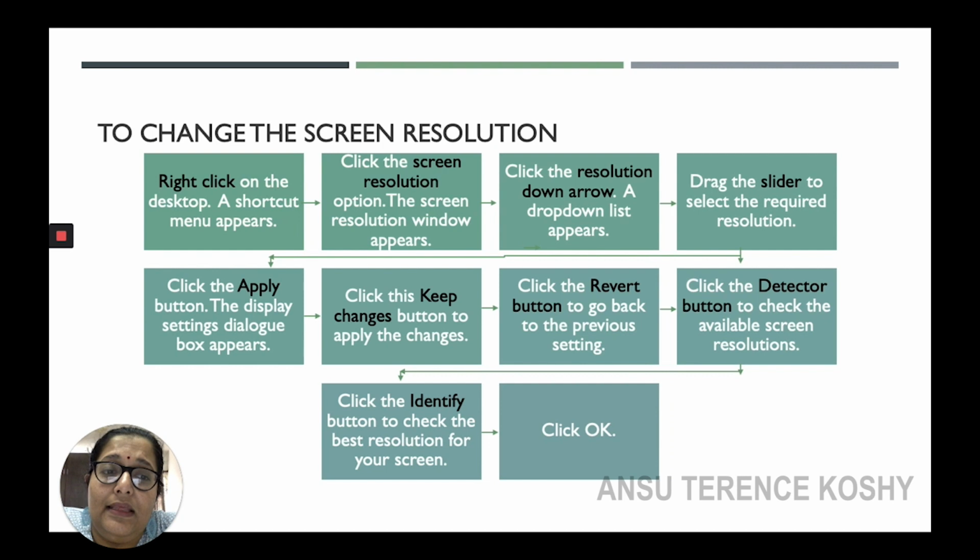Then click the detect button. The detect button is for the system to detect the change that you have done. Then click the identify button and check the best resolution for your screen. In the identify button, they will give you the best resolution that is suitable for your screen. And then in the end, you need to click OK. That is how you change the screen resolution.